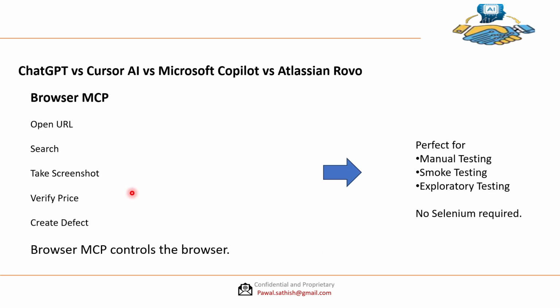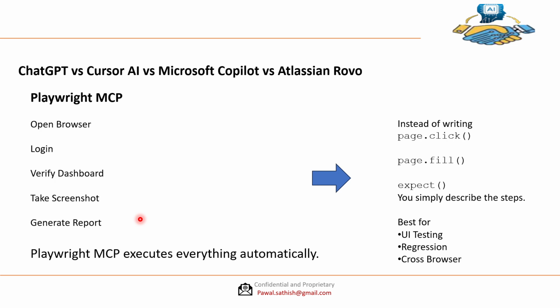Okay. Then we'll also see browser MCP. Okay, so here browser MCP controls the browser, and this is perfect for manual testing and smoke testing. Okay, here no Selenium code is required. We will give the instruction like open URL, search, take screenshot, and in case it fails, then create a defect. Okay, it will follow all the instructions, and this is very useful for manual testing.